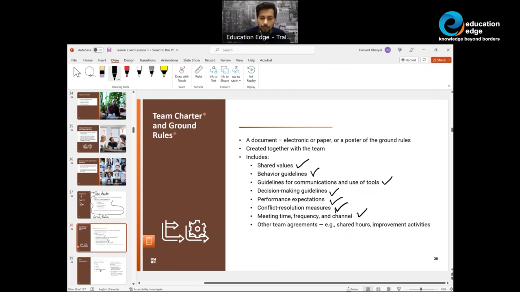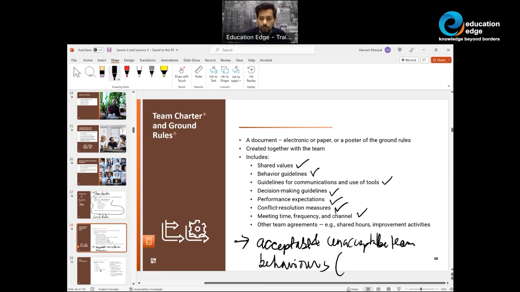Apart from that, team charter also contains acceptable and unacceptable team behaviors, also called the ground rules, right? And then team norms are the ways of working. And those ways of working are generally listed here. These are the ways of working. So let's move on to the next slide.